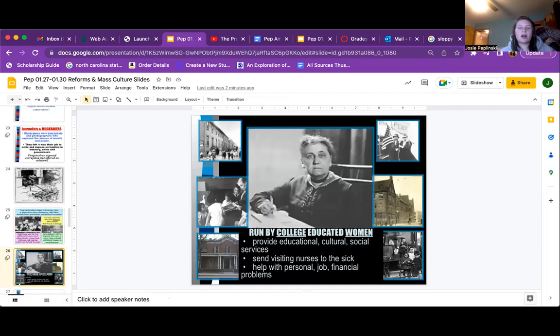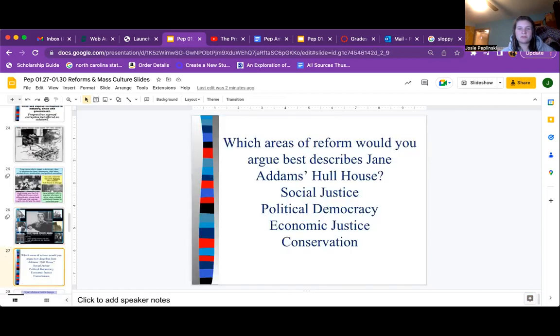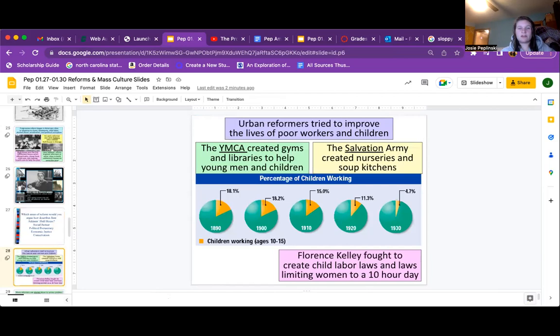Hull House was run by college-educated women. They provided educational, cultural, social services and sent visiting nurses to the sick, as well as helped with personal, job, and financial problems. Which area of reform do you think best describes Jane Addams's Hull House? Social justice, political democracy, economic justice, or conservation? You could fit it into several, so I'm going to leave that discussion to the class. As long as you defend your answer, multiple answers could be correct.